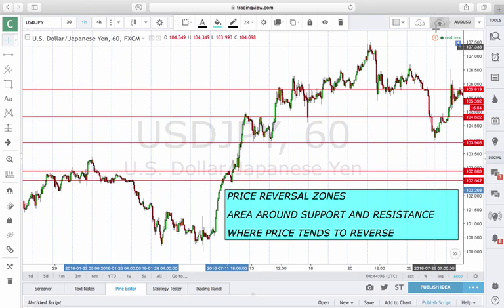For me, what I found was areas within the market where price pretty much reversed based off a couple key things. What price reversal zones are is an area around support and resistance where price tends to reverse. You guys have already gone through the support and resistance video, but adding on to that, I want to give you a visual reference, a visual tool, to help you see what really is going on within the markets so we can understand market structure.